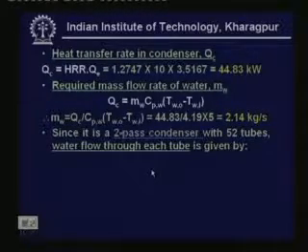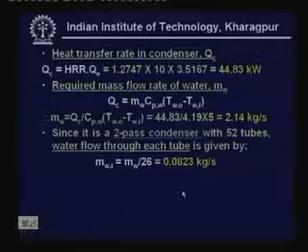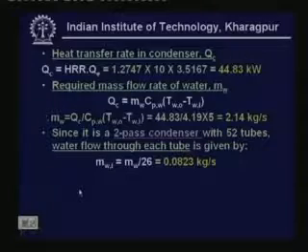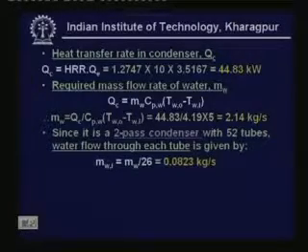Since it is a 2-pass condenser with 52 tubes, water flow through each tube is given by this formula: M subscript Wi, the water flow through each tube, is equal to Mw by 26. Why do we get 26? There are 52 tubes, but it is a 2-pass condenser. That means in one pass the water flows through 26 tubes.